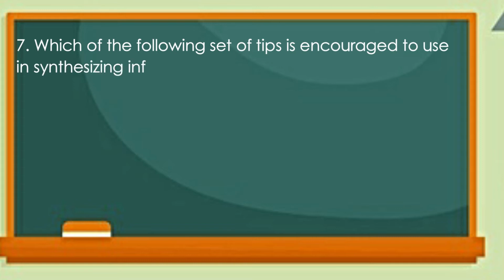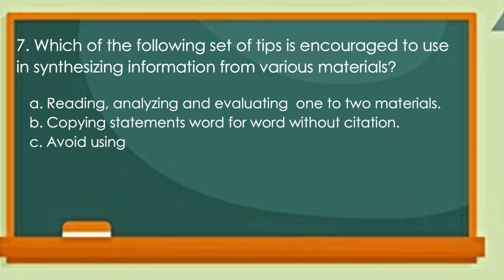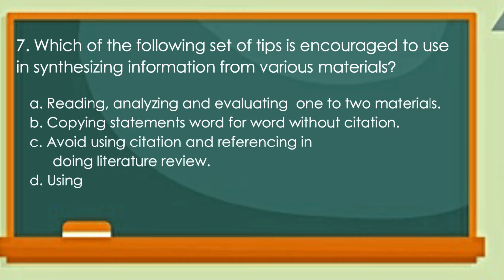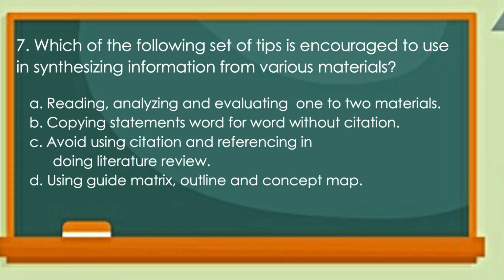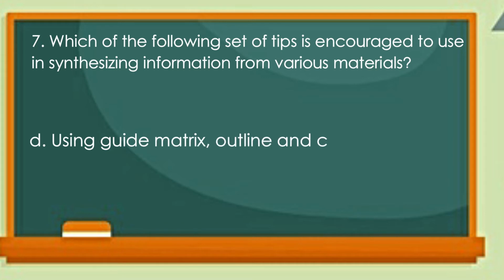Number 7. Which of the following set of tips is encouraged to use in synthesizing information from various materials? A. Reading, analyzing, and evaluating 1 to 2 materials. B. Copying statements word for word without citation. C. Avoid using citation and referencing in doing literature review. Letter D. Using guide matrix, outline, and concept map. The answer is letter D, using guide matrix, outline, and concept map.